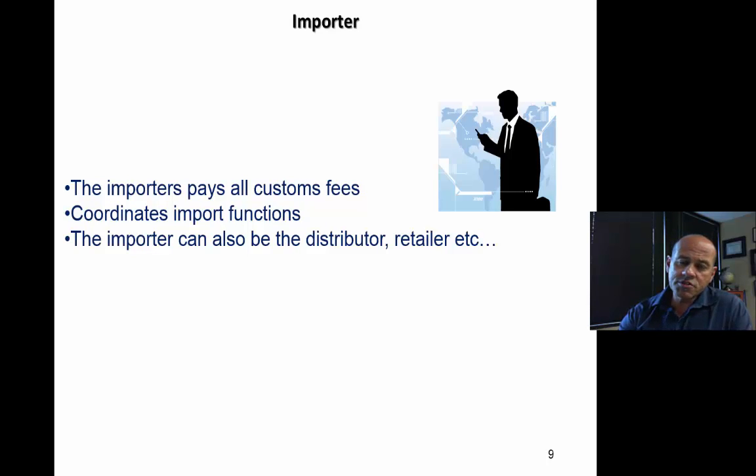Usually, in most import transactions, the importer is the one that pays customs fees and coordinates import functions. And the importer can be the distributor, the retailer, all of the above. So it's important to check that.